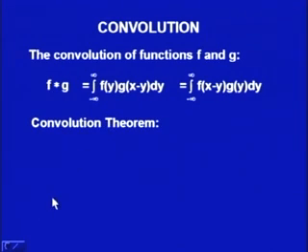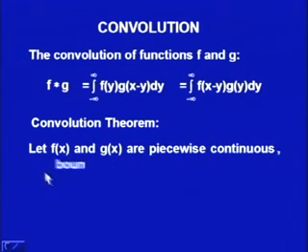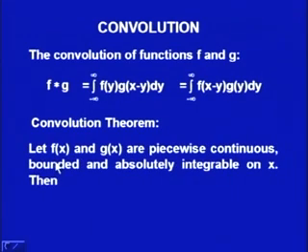What is the convolution theorem for the Fourier transform? First, assume that f(x) and g(x) are piecewise continuous, bounded and absolutely integrable on the real line. You see why we are writing these conditions? Because for the Fourier transform to exist, we need two conditions: it should be piecewise continuous on every finite interval and it should be absolutely integrable. So these two properties simply give us that the Fourier transform does exist.